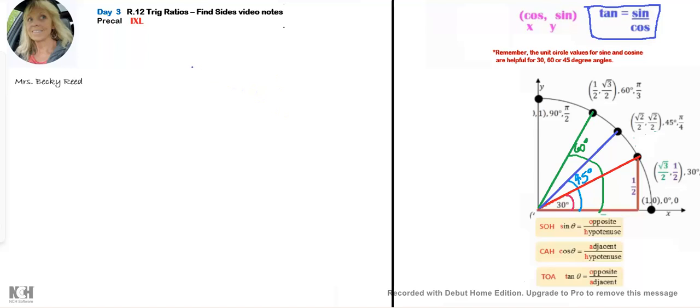Today we're going to be going over IXL section R12, trig ratios, so that we can find the missing side of a triangle. Excuse me for coughing there. We're going to be going over how to find a side of a triangle if we're given an angle and one side. And we're going to be using these trig ratios right there.